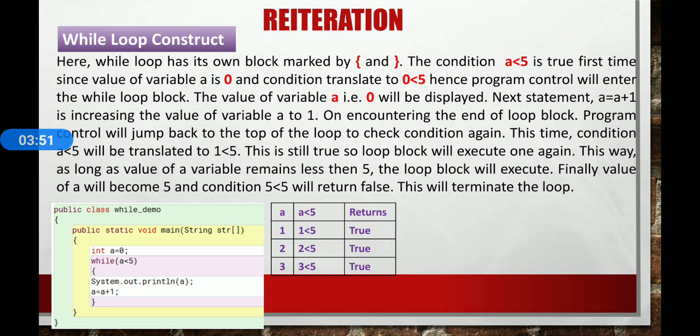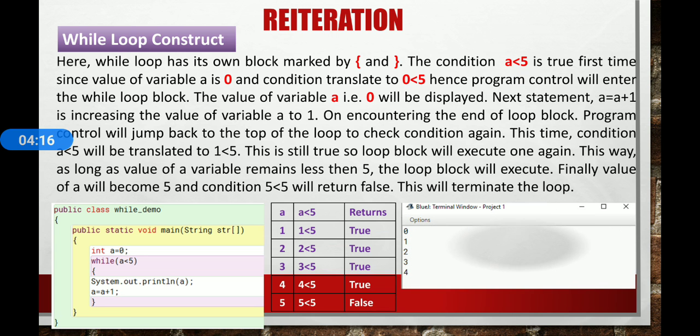It's true. So it will display the value 3. Next, by increasing by 1 it becomes 4. So next time it checks whether 4 is less than 5 or not. Yes, true. So it will display the value 4. Next time the value becomes 5. So is 5 less than 5 or not? 5 is equal to 5, not less than. So here the condition is false. So it will not display the value 5. So the output is 0, 1, 2, 3, 4.